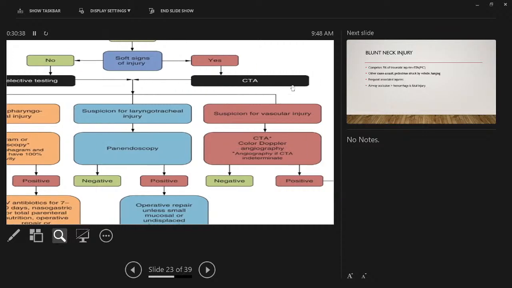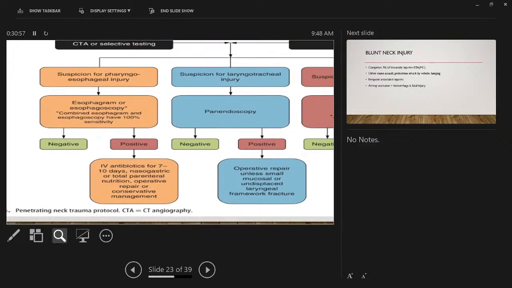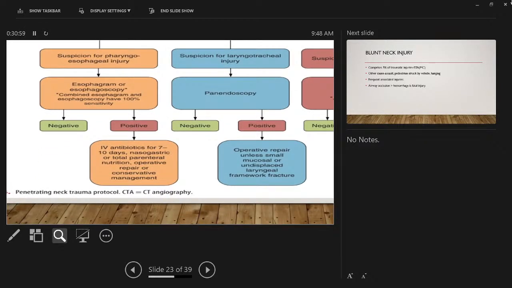For laryngotracheal injuries, it's mostly upper and lower. If panendoscopy is positive, again, mostly the patient can be taken to the operating room or conservatively managed, depending on the defect size.